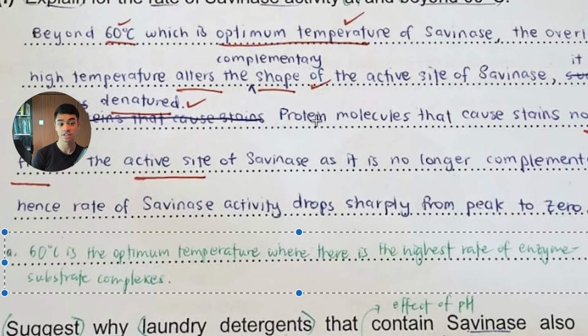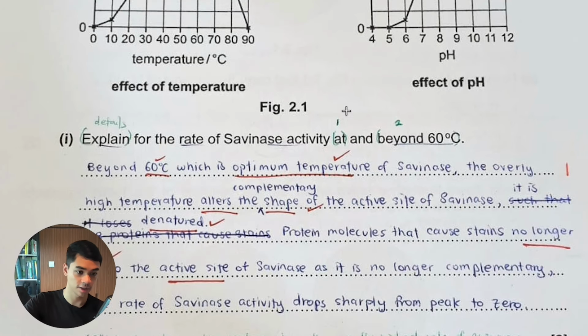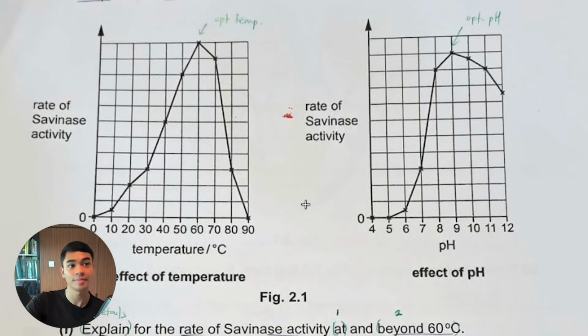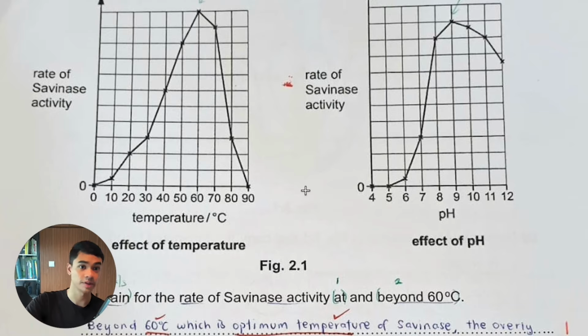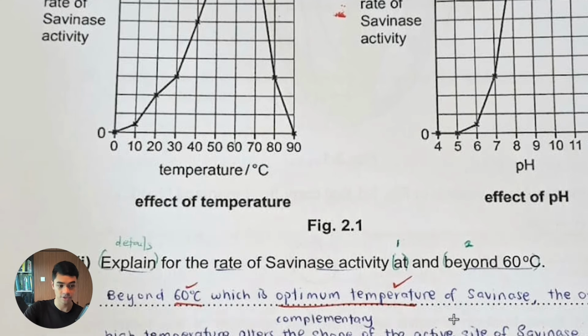Then what about beyond 60? So you can see what happens, right? It decreases like that very drastically, sharply. So I would first describe briefly what happens. So from 60 to 90 degrees. So this is a data-based question, right? There's data given. So we should quote data as much as we can. We can't quote y-axis values, but we can say that it decreases sharply from 60 to 90 degrees, right? All the way to 0 reaction rate. So that will be describing beyond.